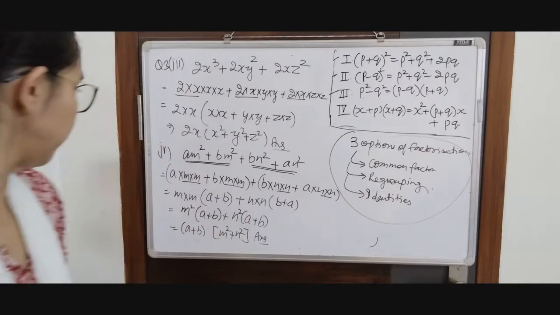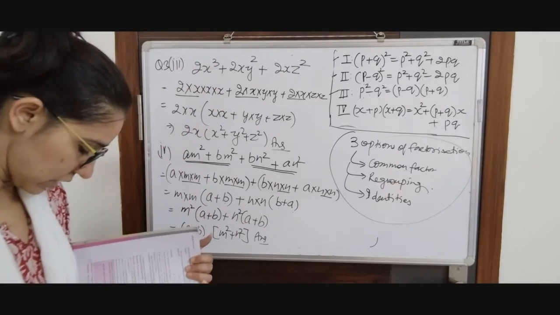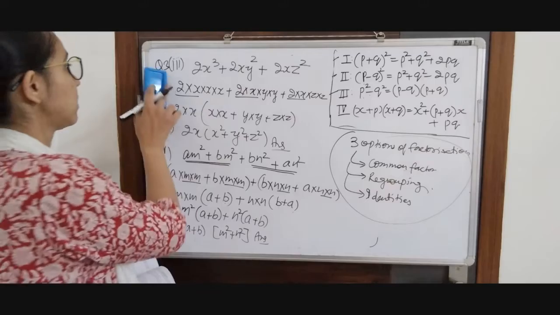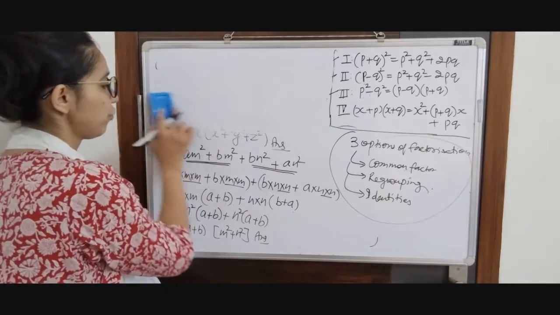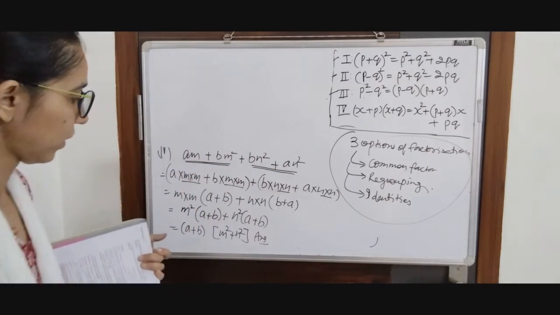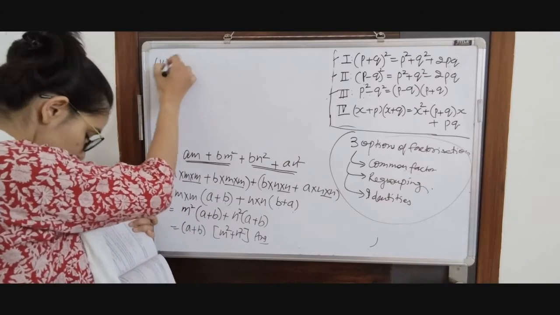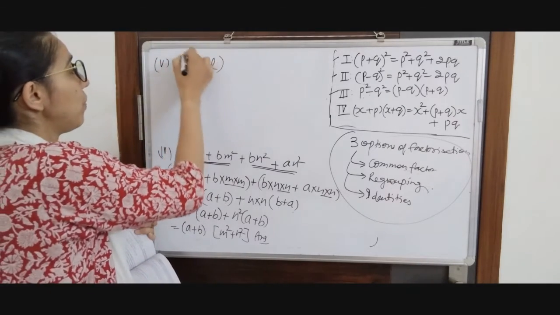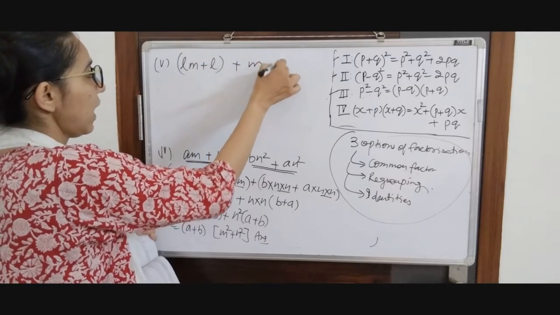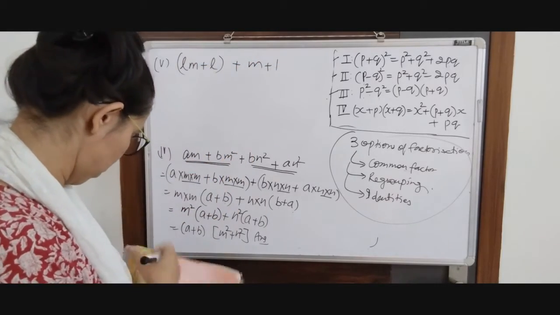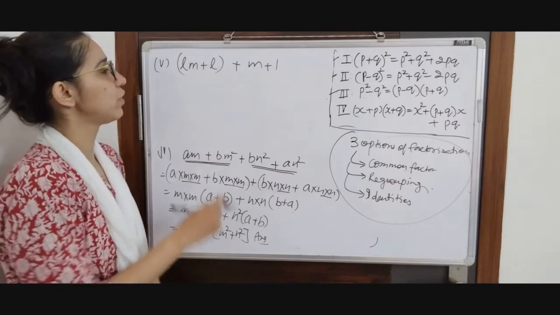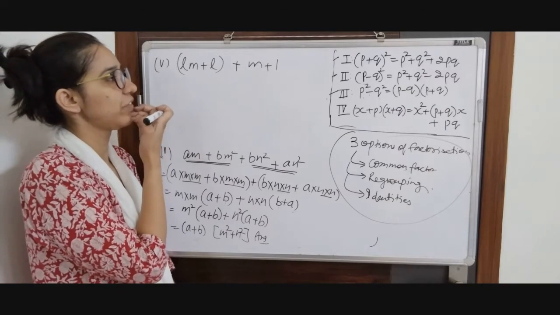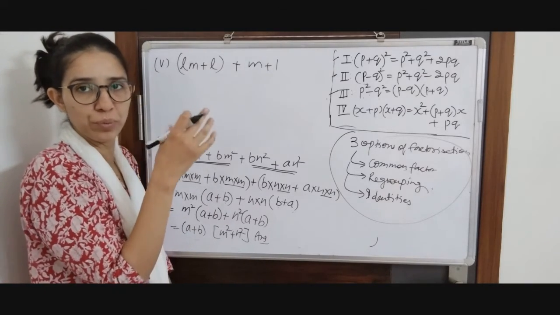So next we have the 5th part, which is this. Third question, 5th part. The 5th part is lm plus l plus m plus 1, and regrouping has been already done. So what we will do, we will check if this is correct or we need to regroup it again.